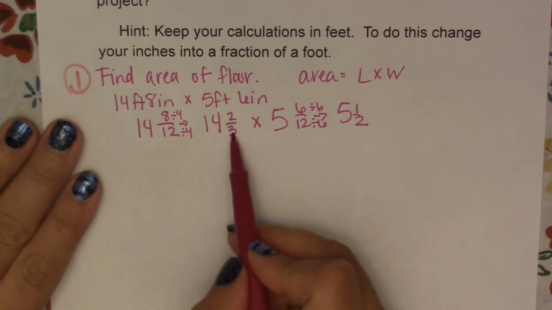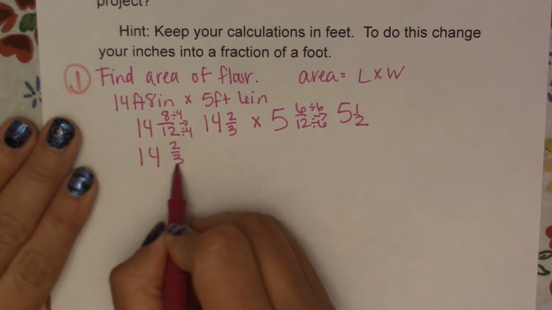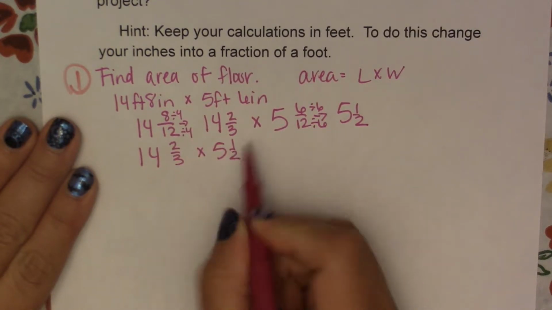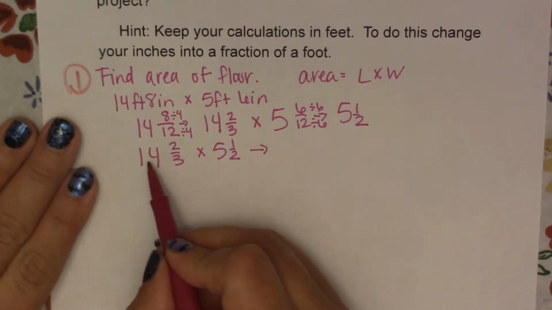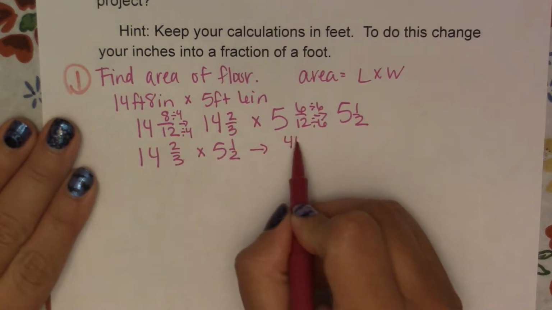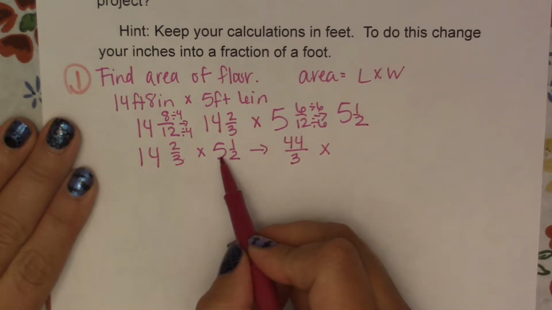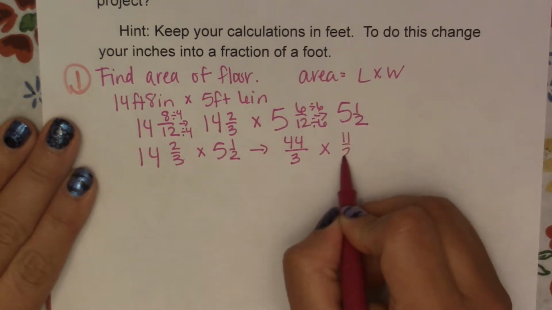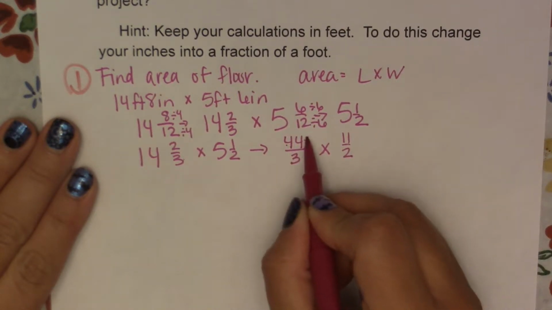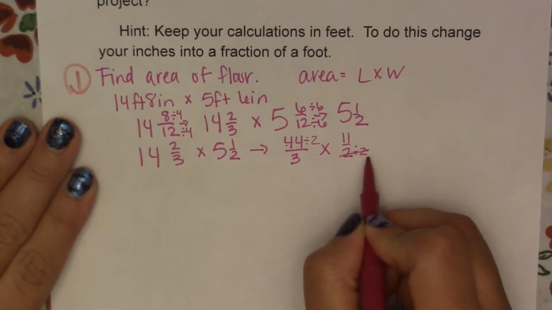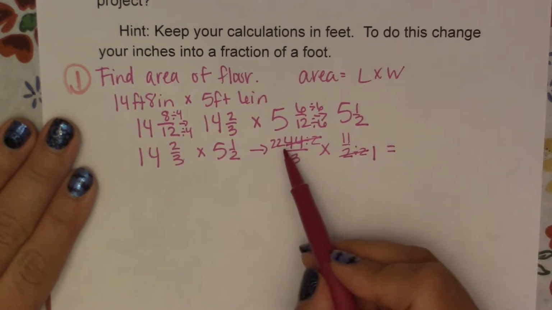So I'm going to do 14 2/3 times 5 1/2. To do that, we take our mixed number and change it into an improper fraction. So 3 times 14 plus 2 would give us 44 over 3 times 2 times 5 plus 1 would be 11 over 2. I know both of these are divisible by 2, so I'm going to simplify before I multiply. So that turns into a 1, and that turns into a 22. Now we can multiply straight across.